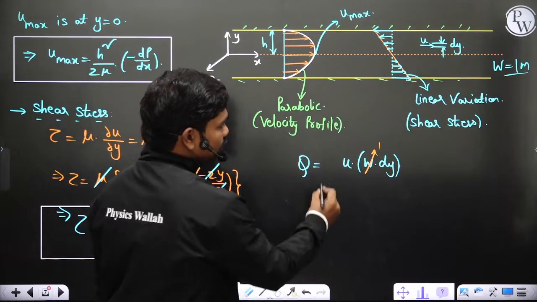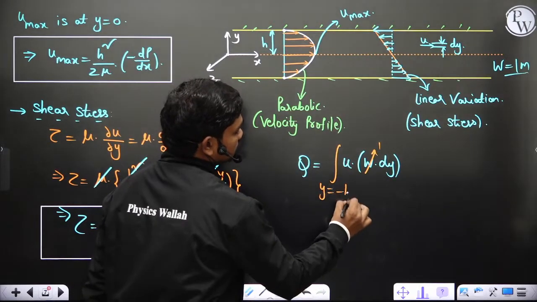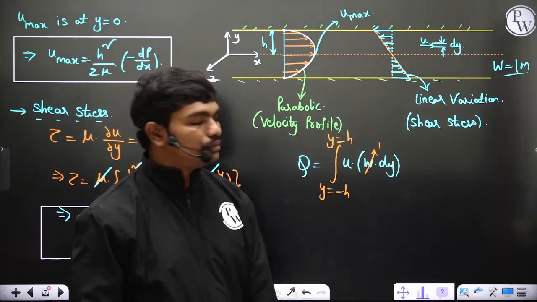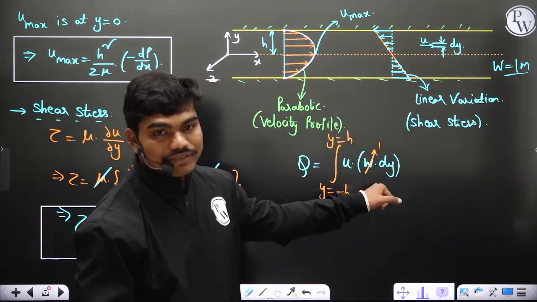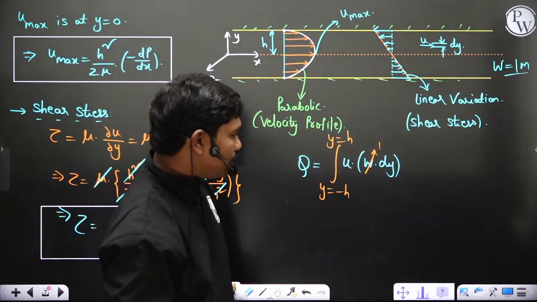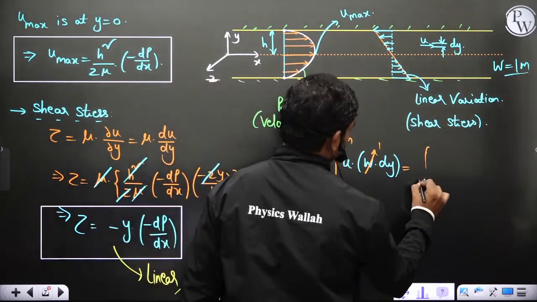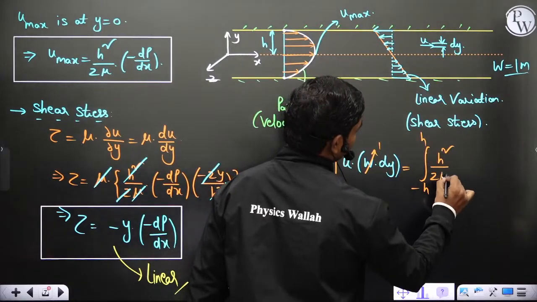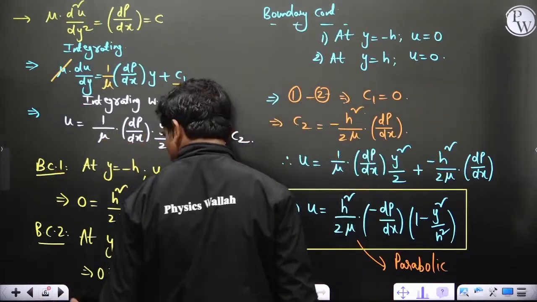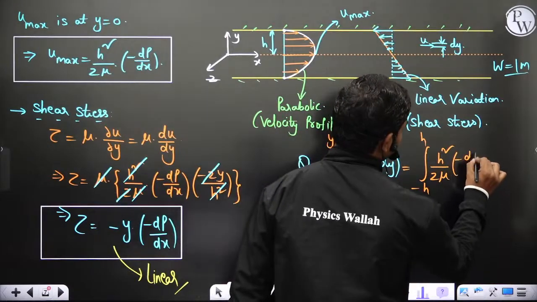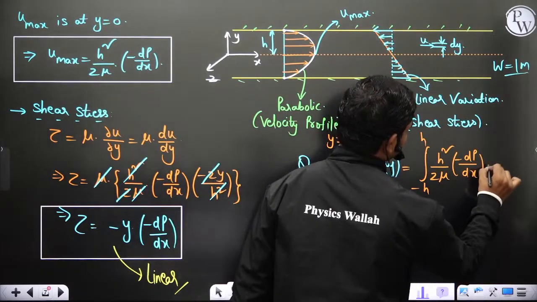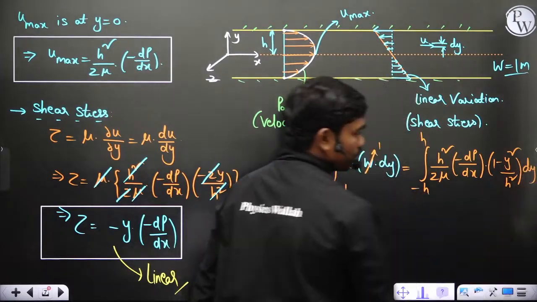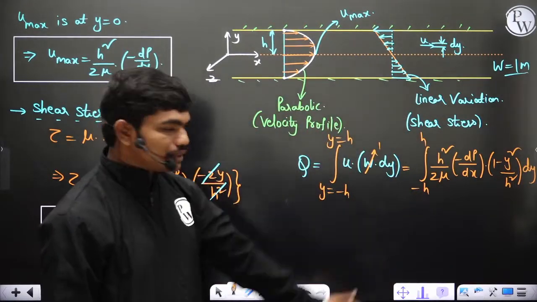So if you want to calculate the total discharge, integrate this from minus h to plus h, because minus h is the lower limit and plus h is the upper limit in this case. So u into dy is what you have here. Now, what is the expression for u? u at any location is given by h square by 2 mu, into minus dp by dx, into 1 minus y square by h square, times dy. So it is a simple single-variable integration.